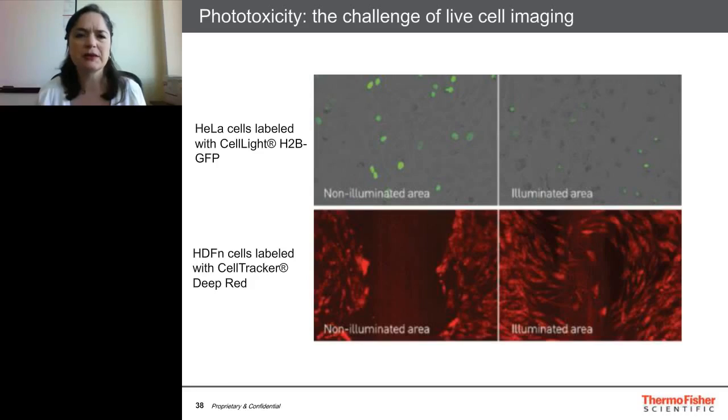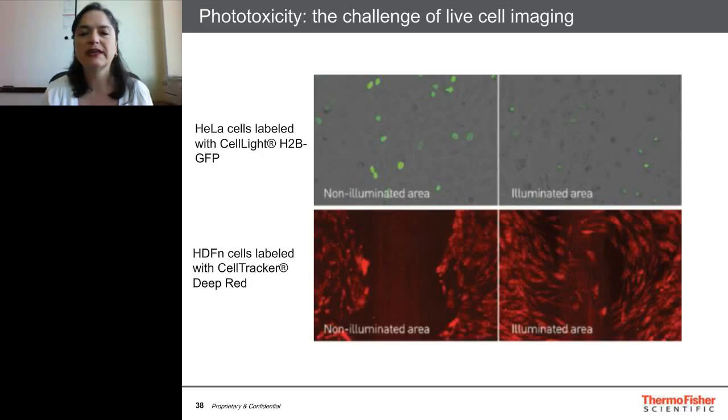And if you look in the bottom panel, you're looking at some fibroblast cells that had some scratch wounds scratched across them, and they're labeled with Cell Tracker deep red. And then it's just showing you, and you're going to have to ignore the titles on the bottom there because they got flipped, and I'm sorry.